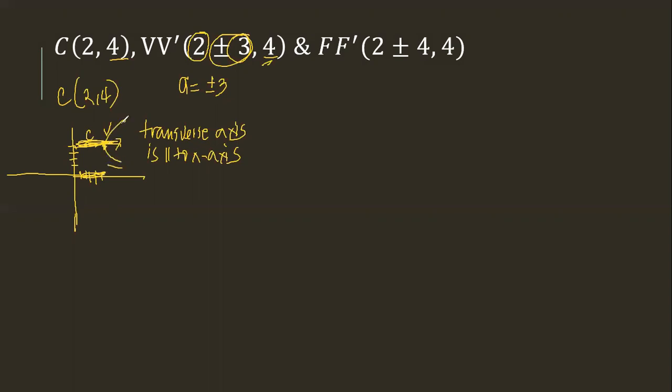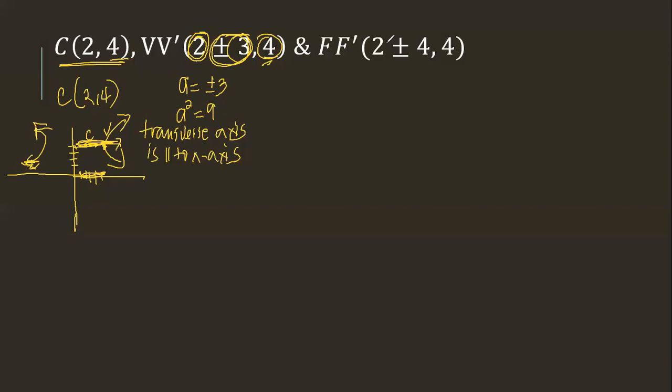So papunta dito ang ating graph ng ating hyperbola. Okay, so nag-add tayo dito ng positive, negative 3, 2 plus negative 3, 4. So alam natin na itong 2 at saka itong 4 ay galing dito kay center. Okay, so our a is positive, negative 3, or our a square is equal to 9.